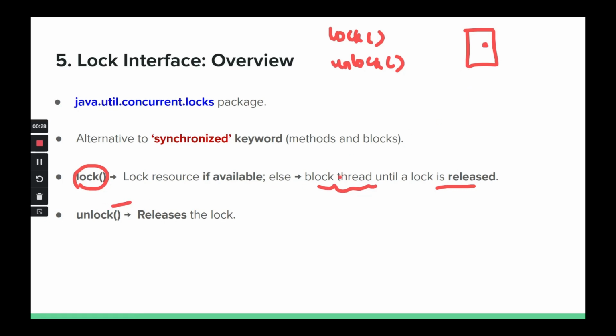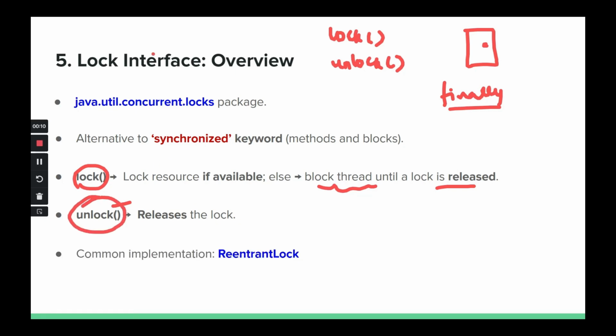Always remember, the unlock should always be in the finally block. Once you're done with the work, no matter what exception happens, finally is always going to execute. So you should always try to unlock it in the finally, so that no thread is kept blocking indefinitely. So the important methods are lock and unlock. And the common implementation of the Lock interface is ReentrantLock, which we are going to discuss.